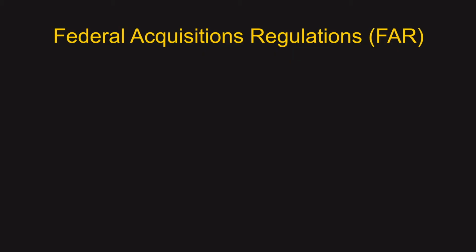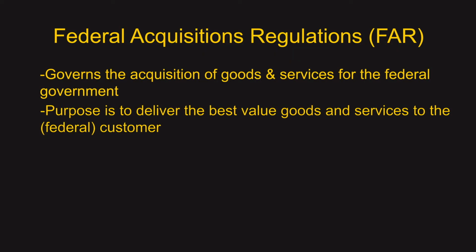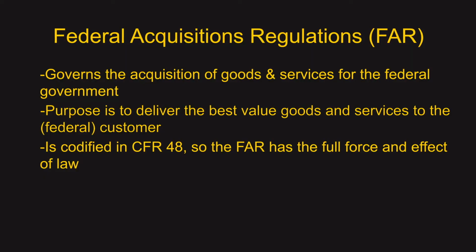Now, the FAR basically provides guidance to contracting officers who are acquiring goods and services for the federal government. The purpose of the FAR is to deliver the best value goods and services for a federal customer. It's codified in the Federal Register, CFR 48, so it has the full force and effect of law.